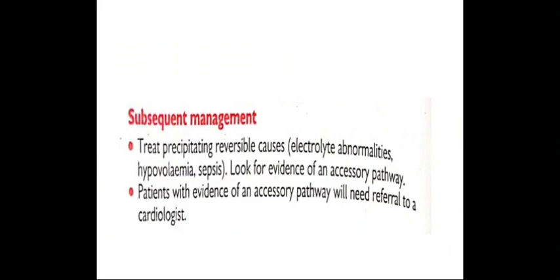In subsequent management, treat the precipitating reversible causes. What are the reversible causes? That includes electrolyte abnormalities, hypovolemia, and sepsis. Then look for evidence of any accessory pathway. The patients with evidence of an accessory pathway will need referral to the cardiologist. Then we will see the investigations. Which investigations will you do? The electrocardiogram, urea and electrolytes, then ABGs and thyroid function tests can be done.